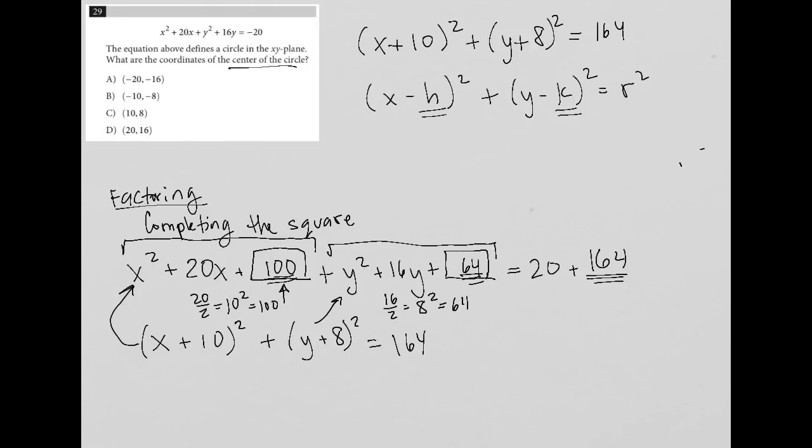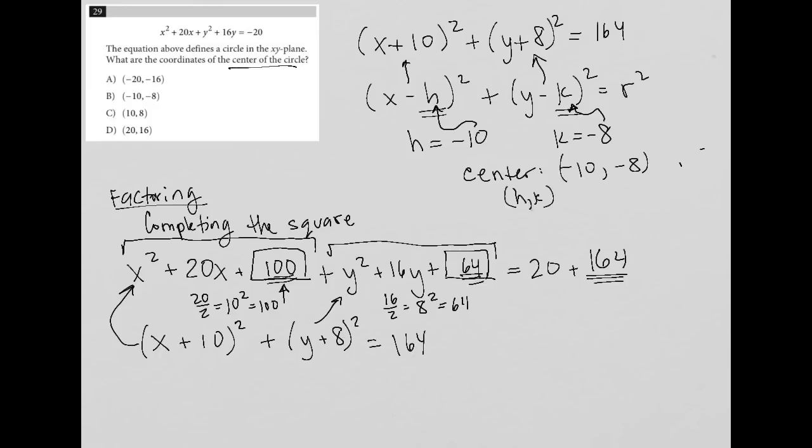So x minus h, so how do I get from an x minus h to an x plus 10? That means that h must equal negative 10. So think about that. If I were to put negative 10 in here, it would turn into x plus 10. How do I get from a y minus k to a y plus 8? That would mean that k must equal negative 8. Again, if I plug negative 8 into k, that's how I would get to y plus 8. So my center is negative 10, comma, negative 8. Again, because my center is h, comma, k. So my answer is choice B.